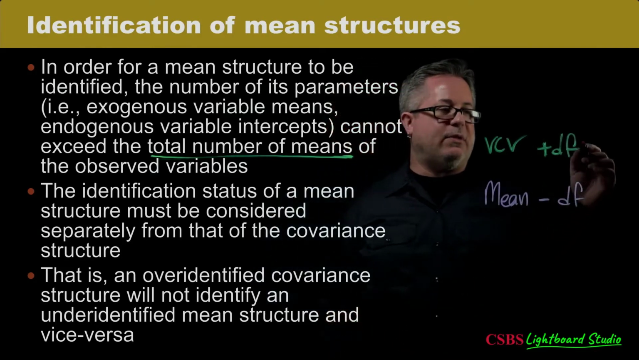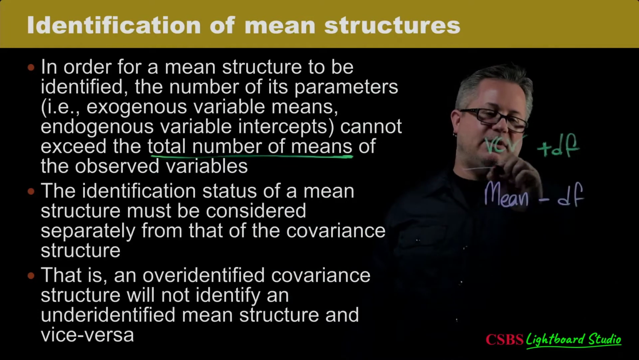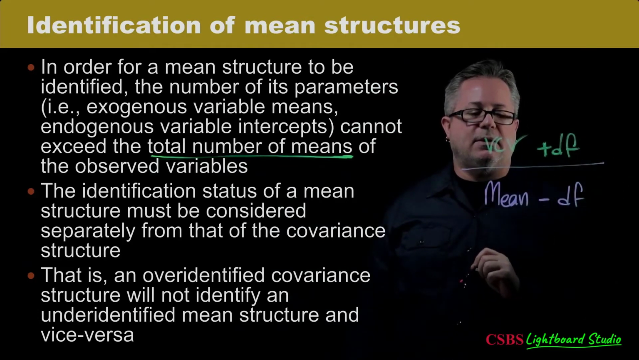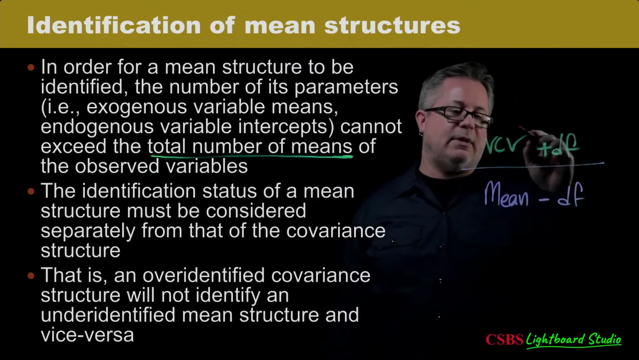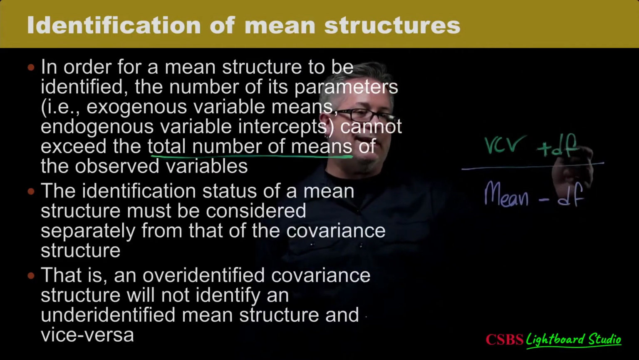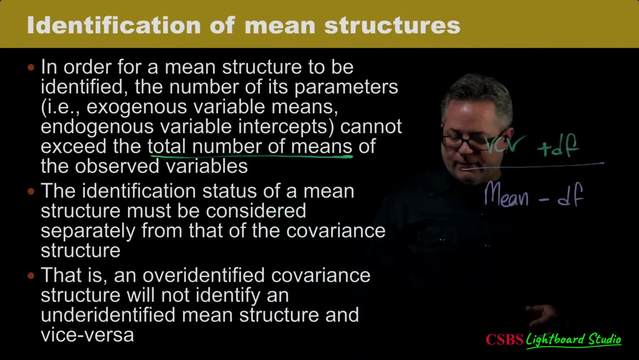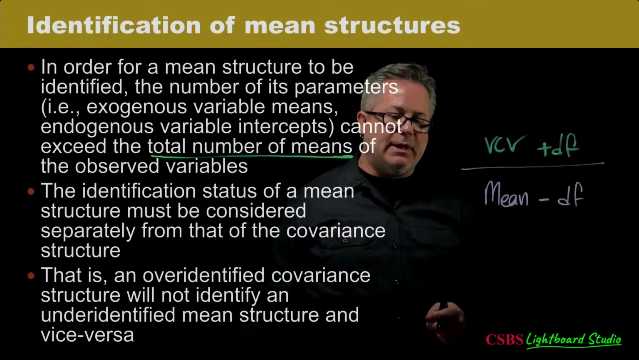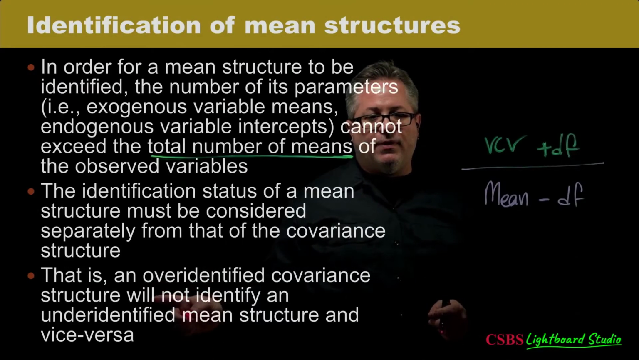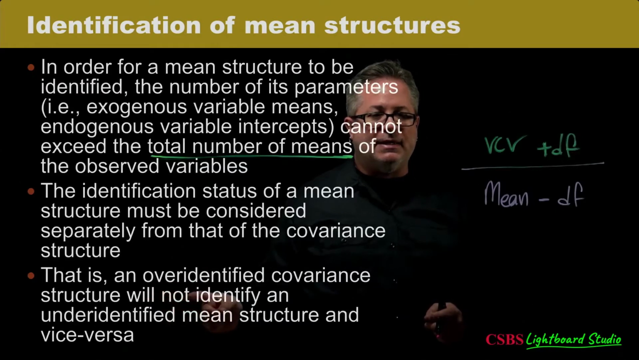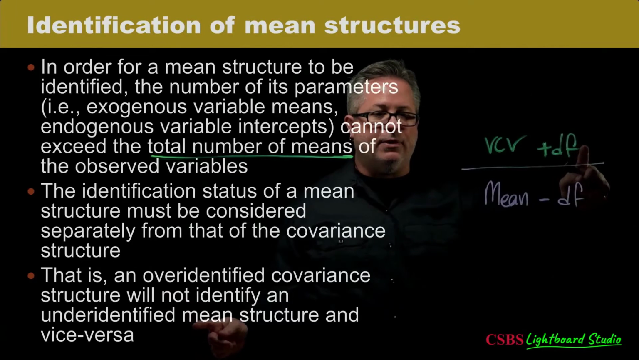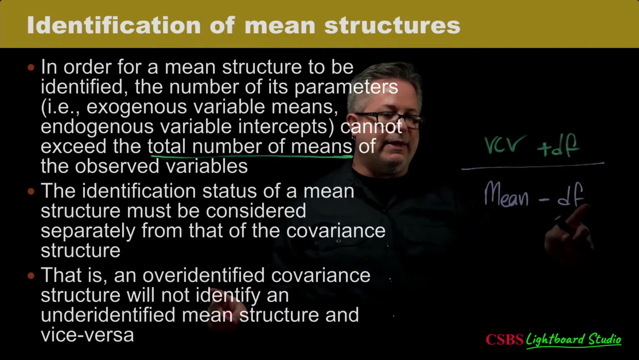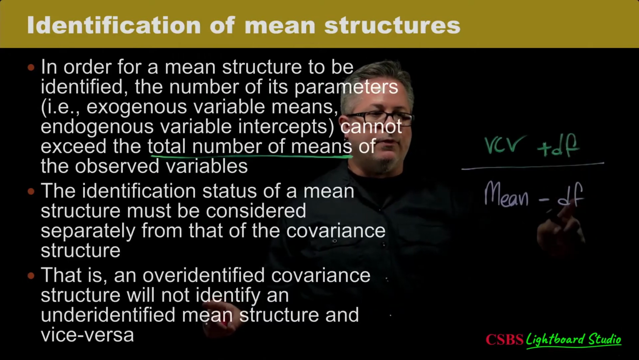So I have to look at identification of these two things separately. The mean structure part needs to be identified, and the variance covariance part needs to be identified separately, and one cannot help the other in terms of identification. So read that again. An over-identified covariance structure will not identify an under-identified mean structure, right? So if I have positive degrees of freedom here, over-identified, it won't help the fact that this has negative degrees of freedom, and vice versa.